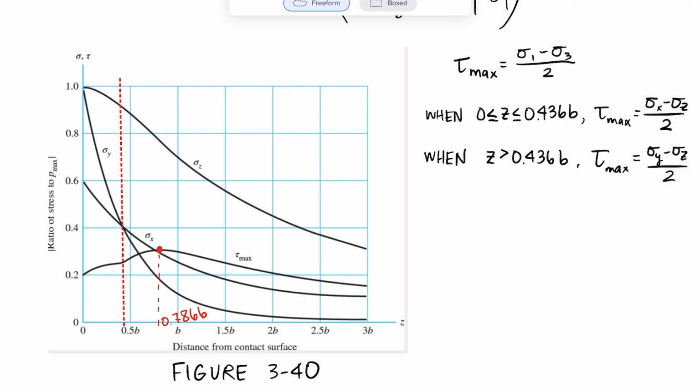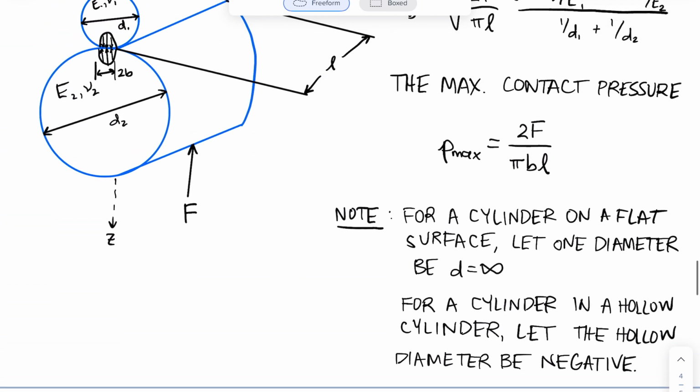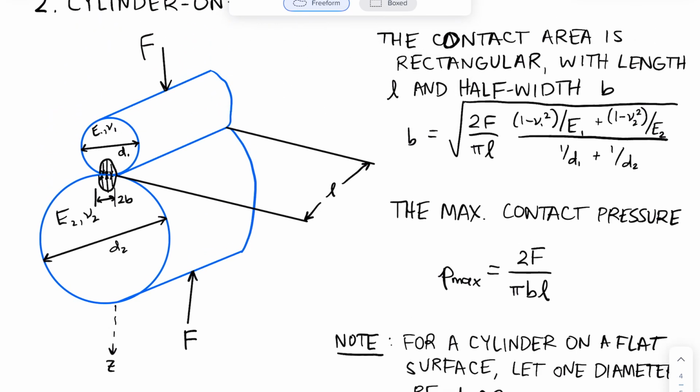Another thing to keep in mind is that this all assumes, even the sphere on sphere and the cylinder on cylinder, that no shear is applied. We are just looking at the case where we have a load, a compressive load F, that's pushing the two surfaces together.